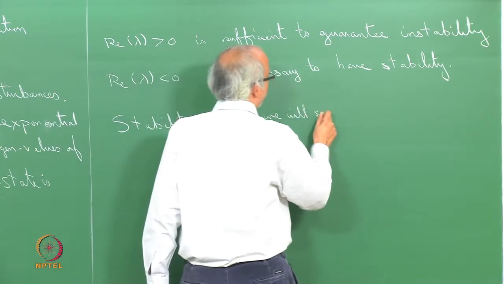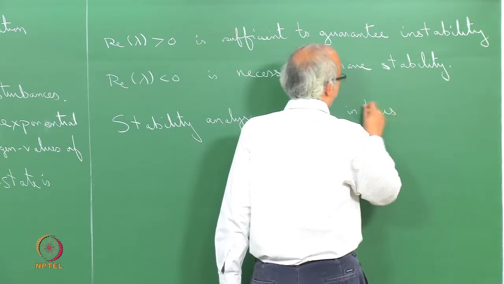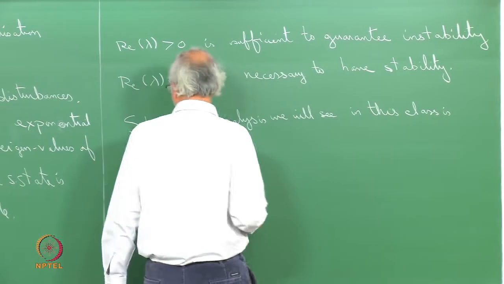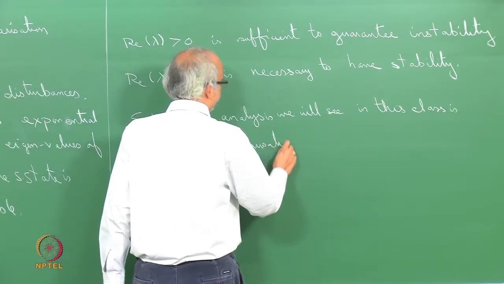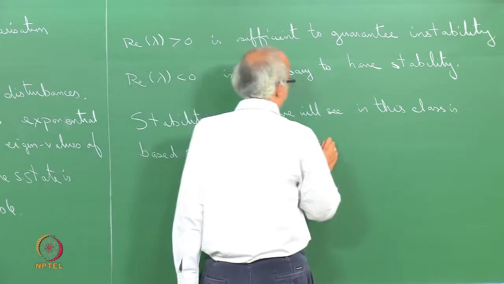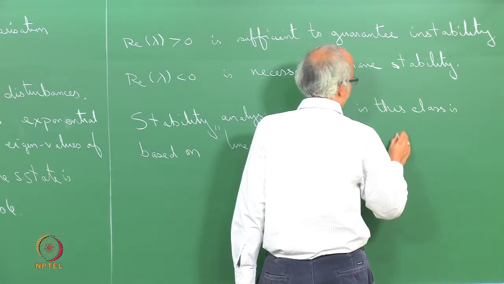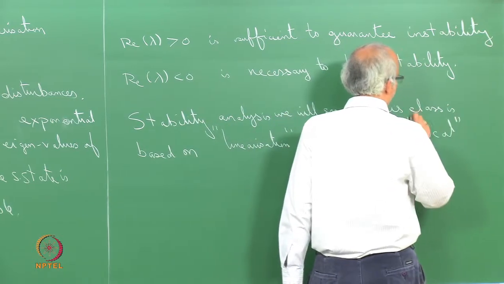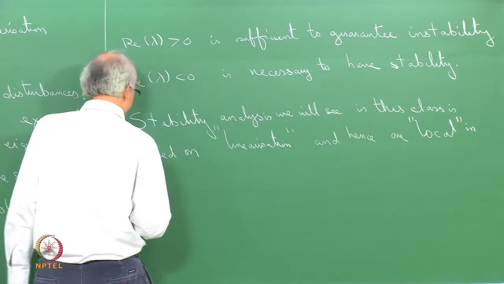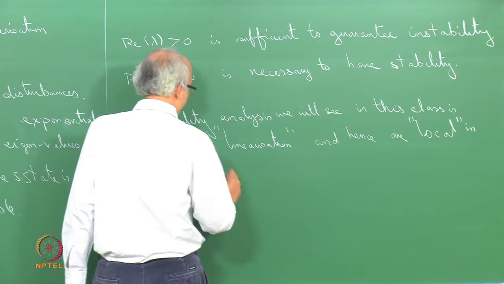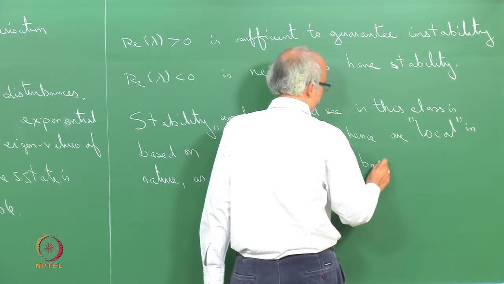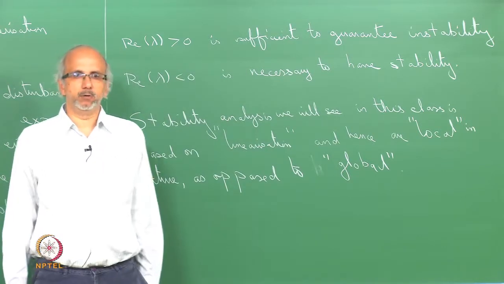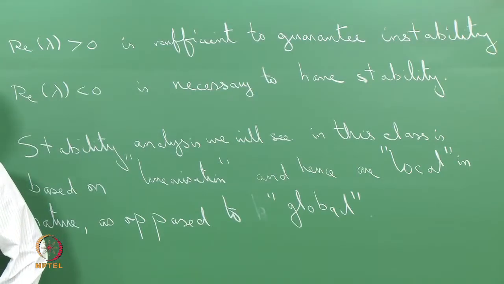So the stability analysis we will see in this class is based on linearization and hence is local in nature, as opposed to, what is the other one, global. Okay. So whatever stability we are talking about is a local stability condition or a linearized stability condition. So the analysis is called the linearized stability analysis.